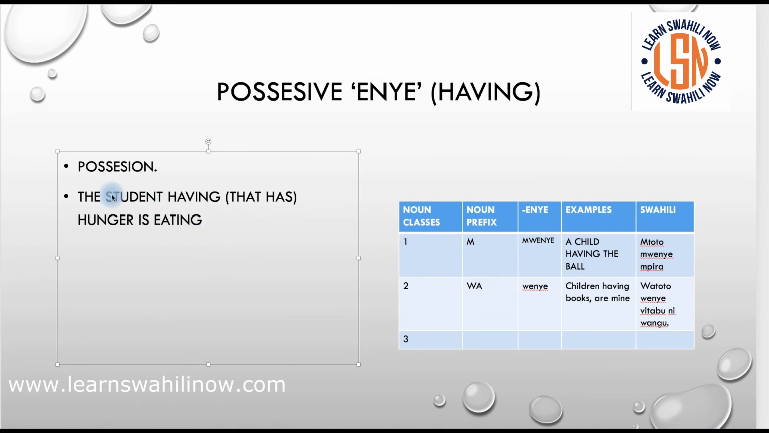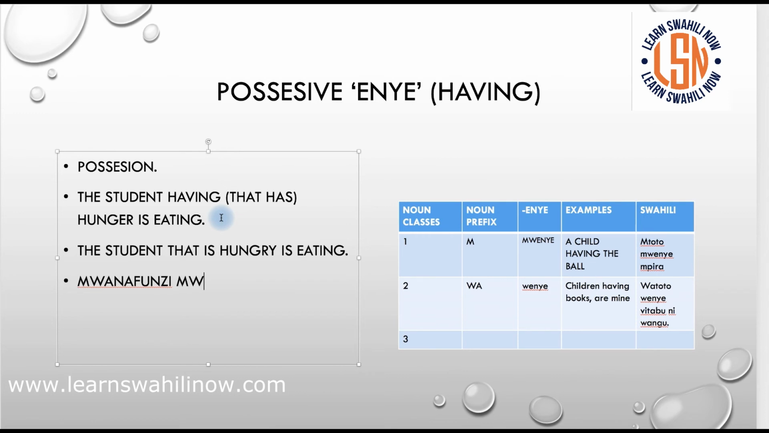I have a sentence here, the student having hunger is eating. So really this having can also be represented by that has. The student that has hunger is eating. In English, you would not normally speak that. You would say something like the student that is hungry is eating. But in Swahili, you're not hungry, you have hunger, okay? So here would be mwanafunzi mwenye njaa anakula.